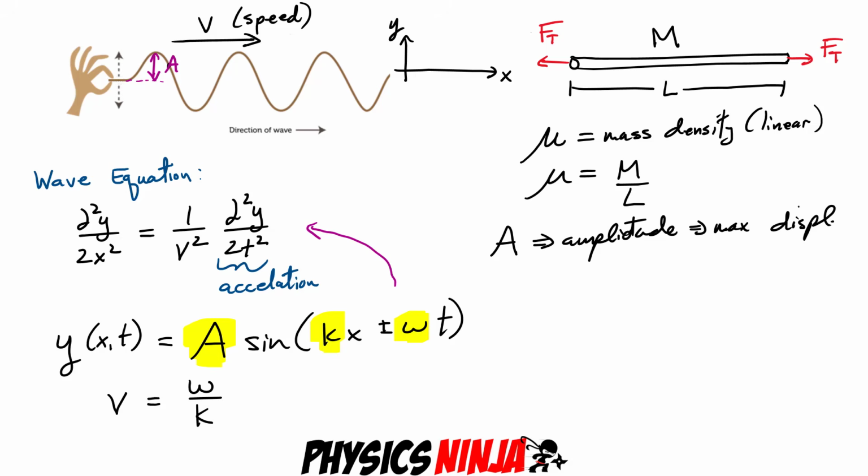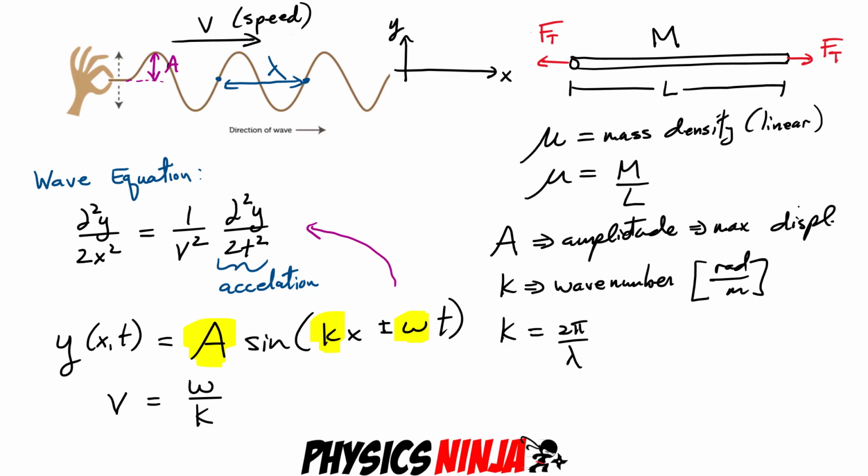The next term is k. k is defined as the wave number. Now that seems to be a little bit odd. It comes in units of radians per meter, and the reason that it's important for us is that it is related to the wavelength. The wavelength is something you can measure on a string. If I do one complete cycle, this distance here is what we refer to as the wavelength. This wave number is related to that. It's simply 2 pi divided by lambda, our wavelength. So if you know the value k, you automatically know the wavelength.